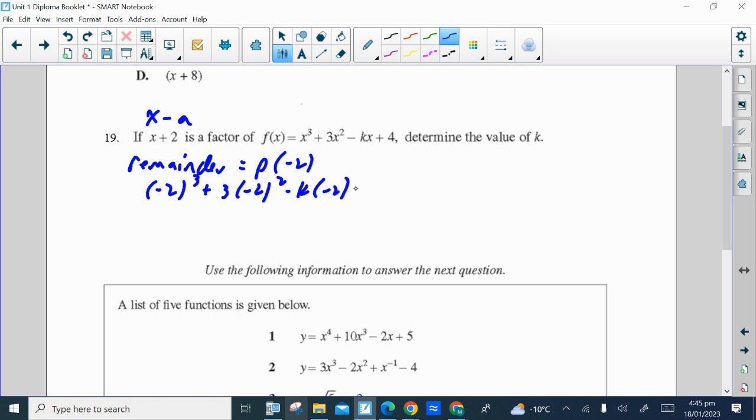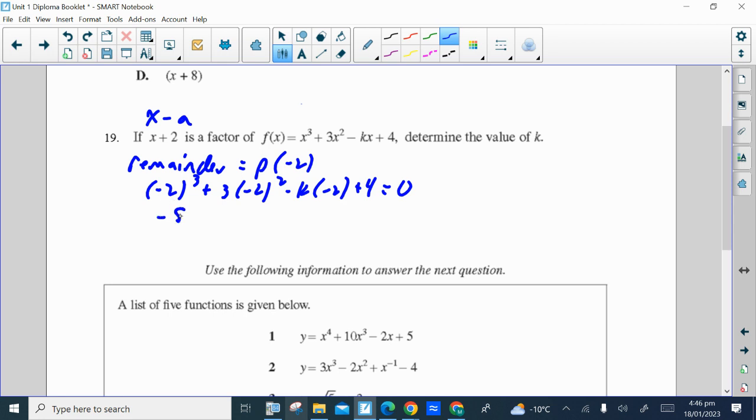When x is negative 2. The remainder theorem says that when you divide a polynomial by x minus a, you can get the remainder by finding p at a. And if x minus a is a factor, that means the remainder is 0. So p at a would have to equal 0.